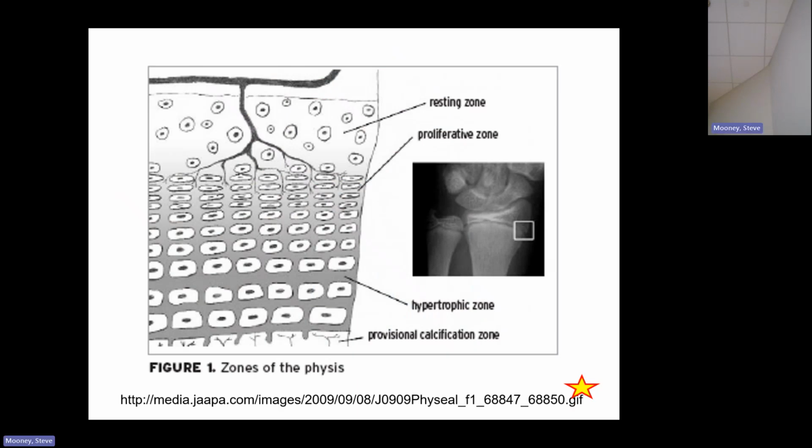Another view of the same sort of thing. We're getting our bone cells lined up. We start doing, does everybody know what mitosis is? So dividing and multiplying a cell, this proliferative zone, we get more and more cells there. We divide, then we hypertrophy. Does everybody know what that means? Hypertrophy means we get bigger. So each cell gets bigger and bigger. And during that phase, we're laying down the protein matrix, the shape of the bone that we're going to have.